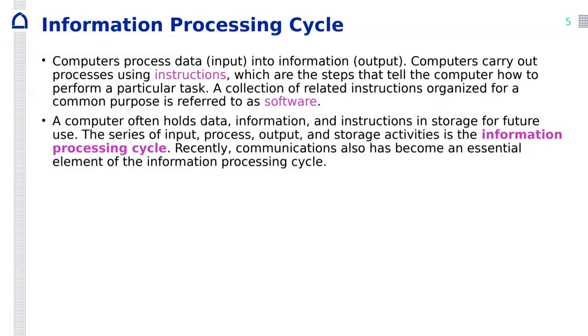How does it do it? It will tell the computer to do certain steps, but the computer does it very fast. That's why you don't feel it. But actually, it's doing some steps together. Okay? A computer often holds data, information, and instructions in storage for future use. The series of input, process, output, and storage activities is the information processing cycle.